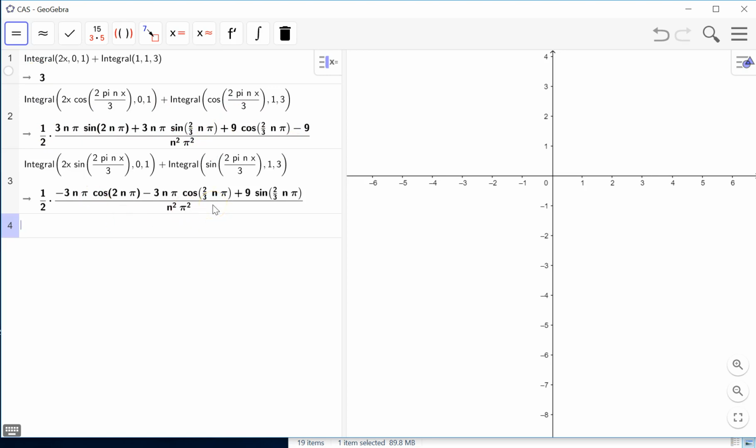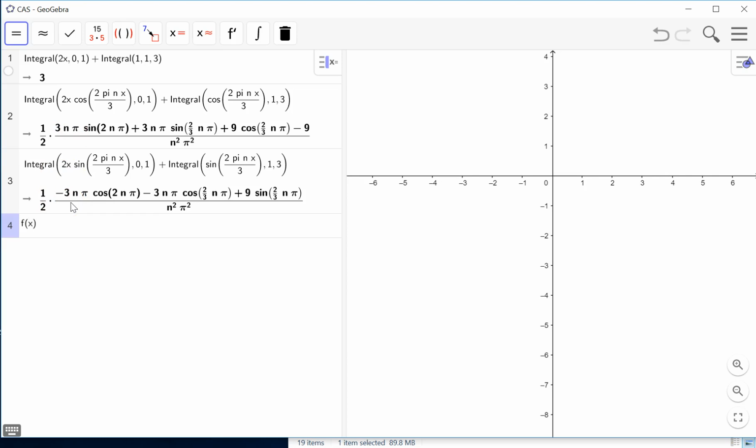We need to adjust a little bit. Remember, for the constant, I've got to divide by the period. For the cosine and the sine, we've got to divide by half the period. The period is 3 for this particular function, so we'll divide this constant by 3, and we'll divide these constants by 3 halves, or multiply by 2/3.